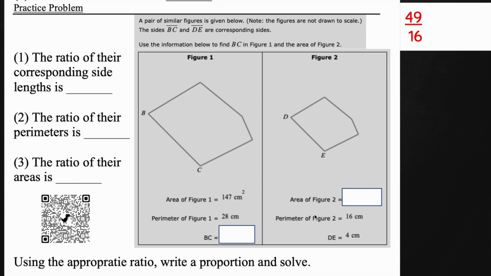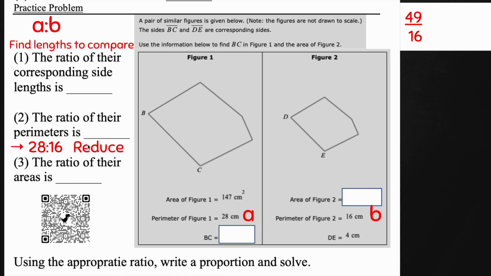So since I have the perimeter, I'm going to compare the perimeter. So if I look at the ratio of A to B, I'm just going to say this is A and this is B for figure 1 and figure 2. So we're going to find lengths to compare. So A and B, I'm going to go 28 over 16. And I do want to reduce that, so you can see I'm putting that in the second section because it's my perimeter. So 28 and 16 can both reduce by 4, right? 28 divided by 4 is 7. 16 divided by 4 is 4. So my ratio is 7 to 4. Okay, so now I can use this to find my missing length for figure 1 and my missing area for figure 2.